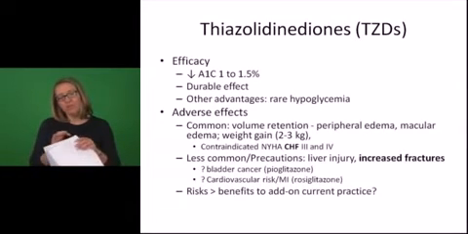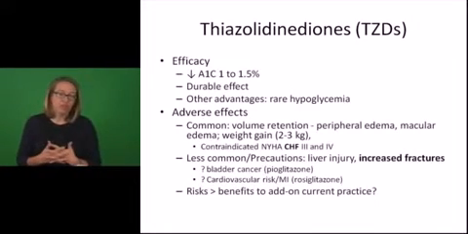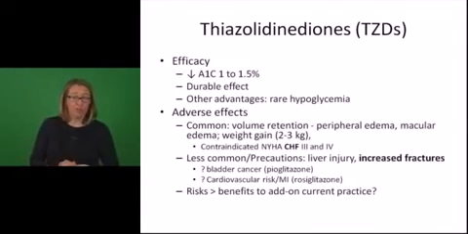TZDs lower A1Cs by 1 to 1.5%. And it's been stated that this drug class has a particularly durable effect, which means that its positive effects on treating hyperglycemia stay with the drug after continued years of use. Its other advantage is that it rarely causes hypoglycemia, and it is available generically.